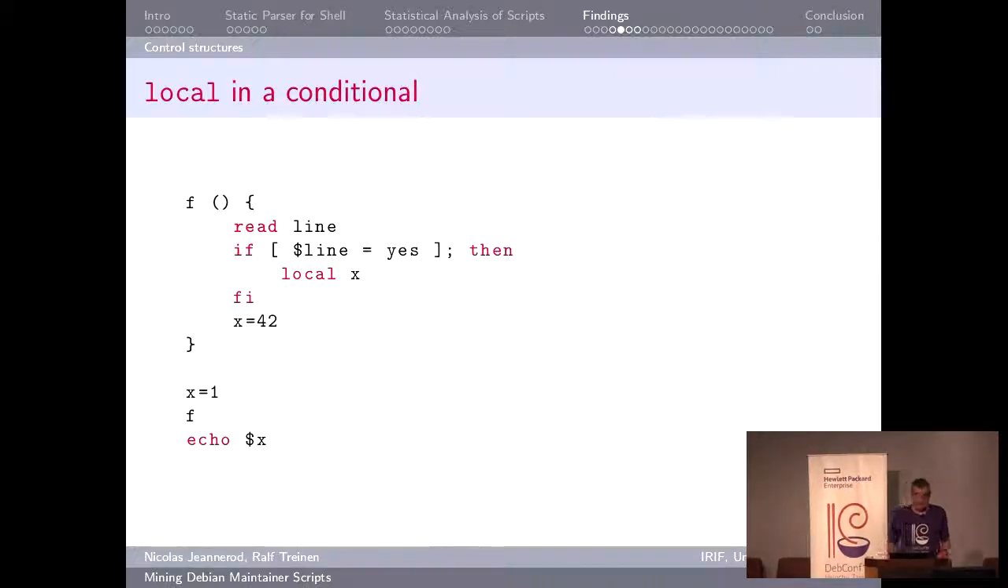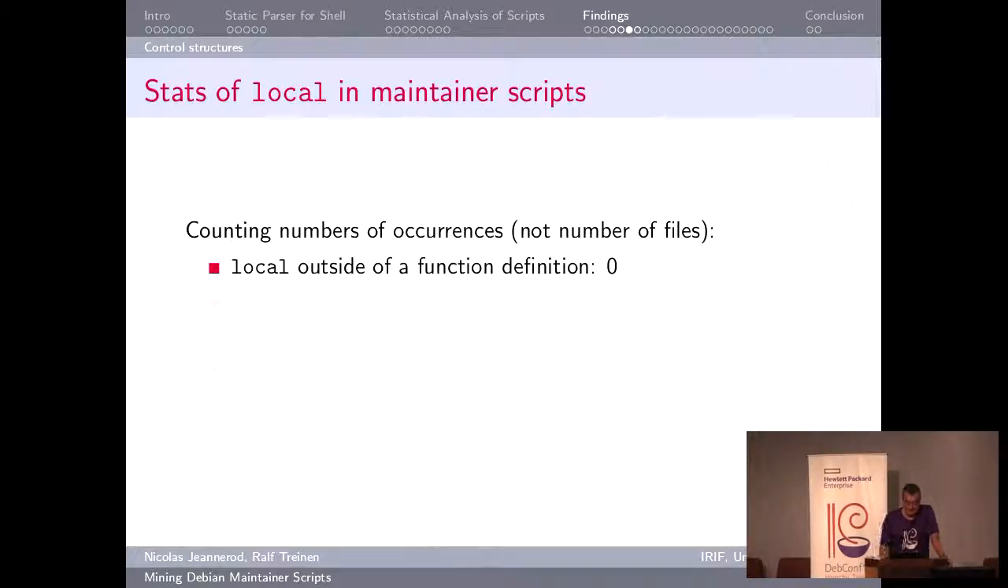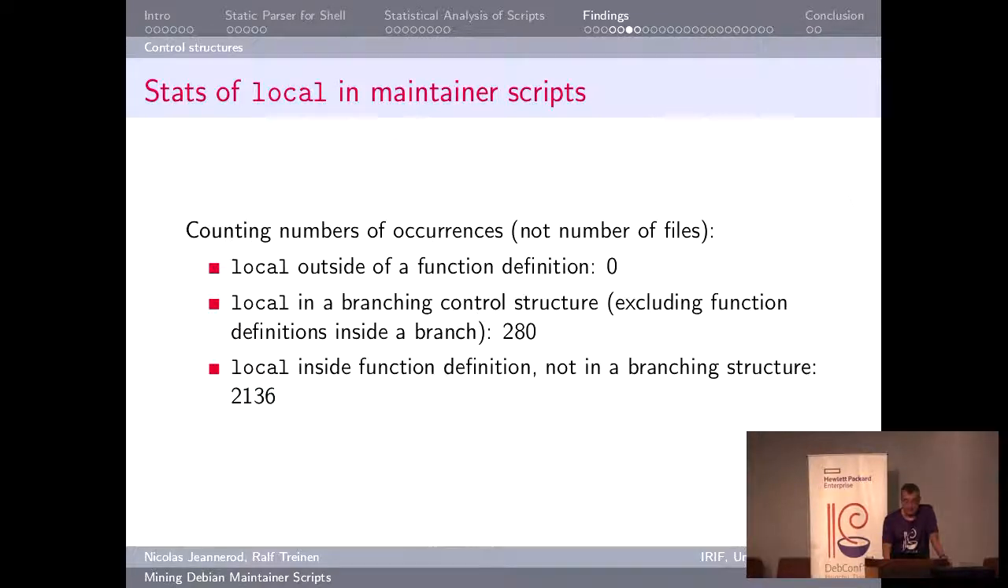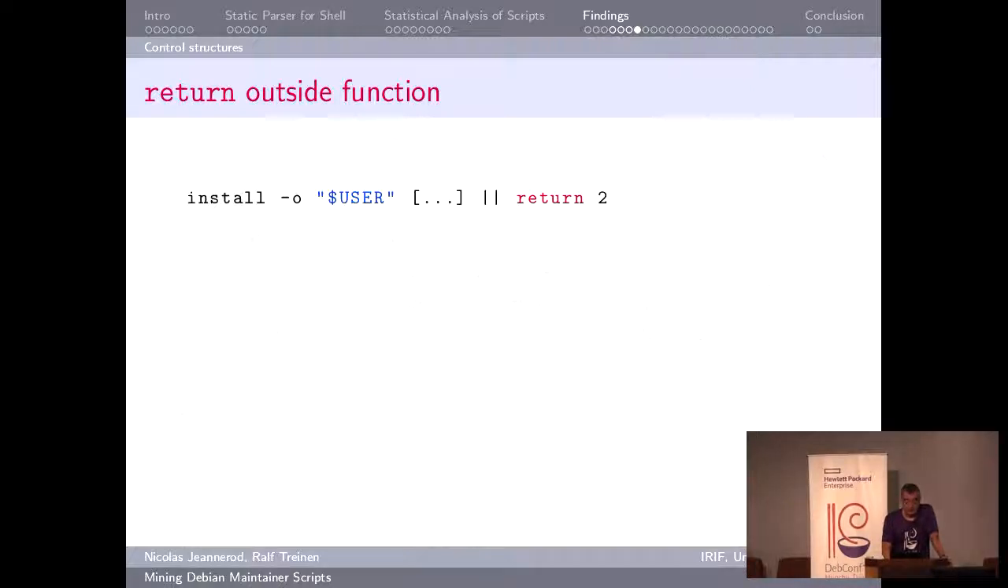And then you can write something like this, which makes a variable X local dependent on something which happened before. And this means that the parser, if you imagine that you would like to write a compiler for shell, cannot know whether a variable is local or not. And that's strange. And we found indeed that there are some cases. We did it just yesterday, so we didn't look into this in detail, but there are 280 cases where there is a local inside a control structure, sometimes even a while. And we have to look more in detail into this to see whether this is a problem.